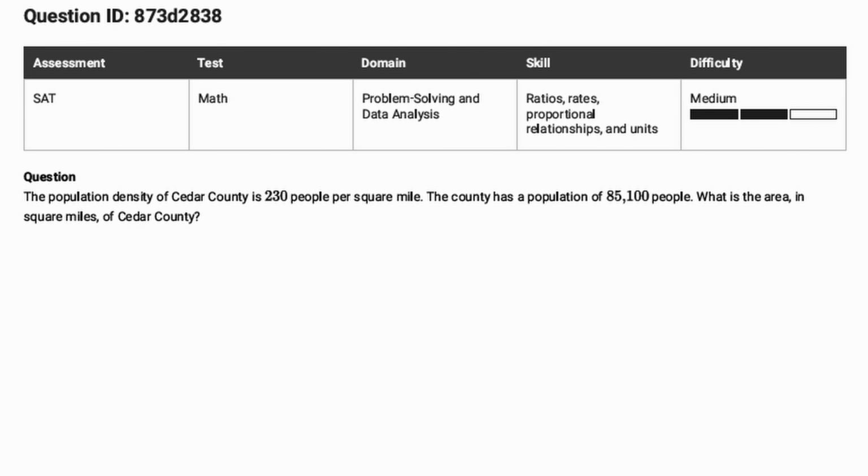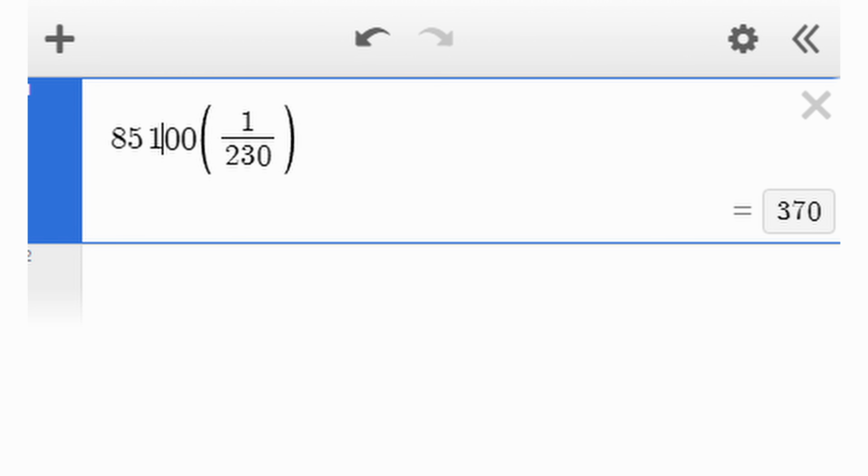Here we have a little bit of a harder question. The population density of Cedar County is 230 people per square mile. The county has a population of 85,100 people. What is the area in square miles of Cedar County? So we've got 85,100 people times 1 square mile over 230 people. And so when we multiply that out, we have 370 square miles. So you really just have to understand how to set this one up, and it comes really easily.